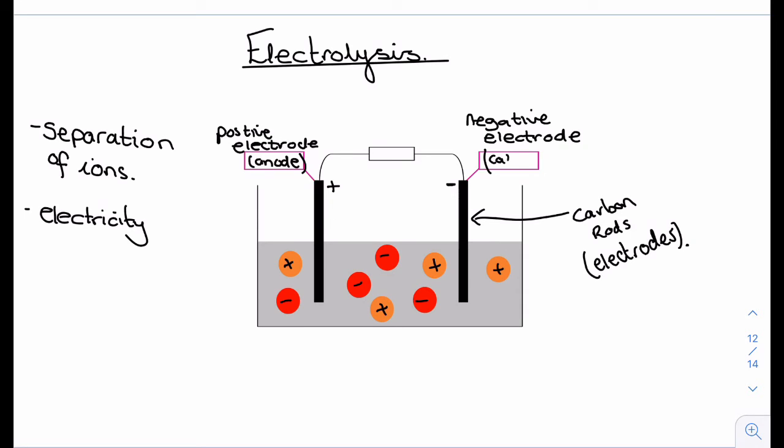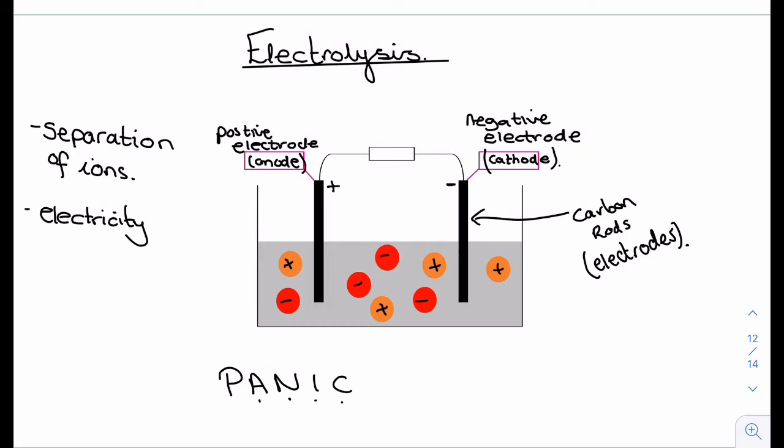Now, you're not likely to need to know the names of the cathode and anode, but it's good to have that understanding. So what you can use to remember this is PANIC. So in your exam, you need to panic. Positive anode, negative is cathode. So that's how I remember which one's which. So now we've labelled it up a little bit, what actually happens?